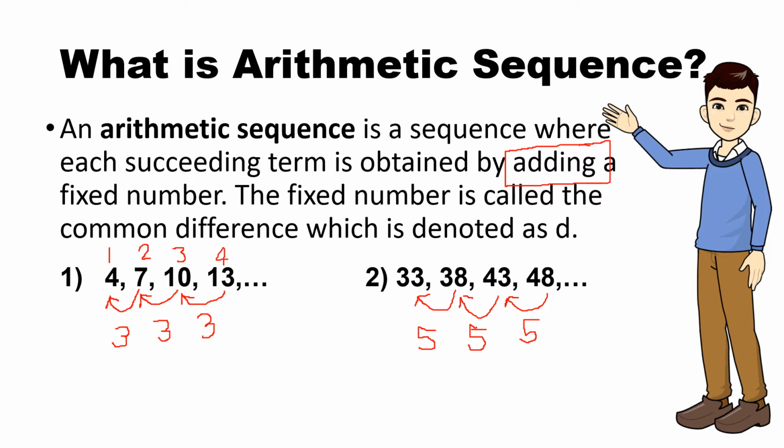So pareho lang yun sa number 2. 33 is the first term. Then yung second term natin, mag-add lang tayo ng 5, kaya naging 38. Next, third term plus 5, we have 43. Plus 5 para sa ating fourth term, 48, and so on and so forth ulit. So, ganun ang arithmetic sequence. Pagkuha ng next term, addition ang gagamitin. Ngayon, para malaman natin kung siya ay arithmetic sequence, titingnan natin by means of determining the common difference.